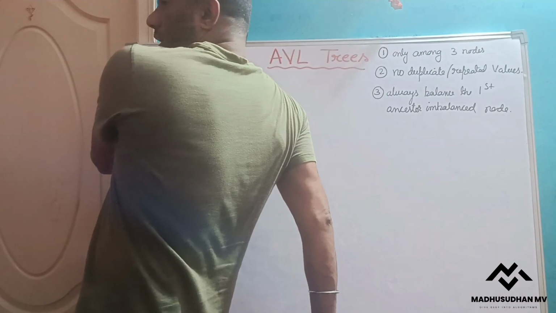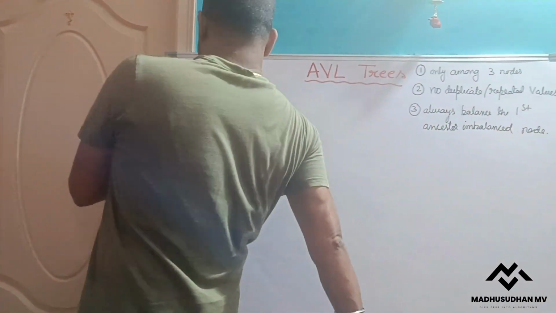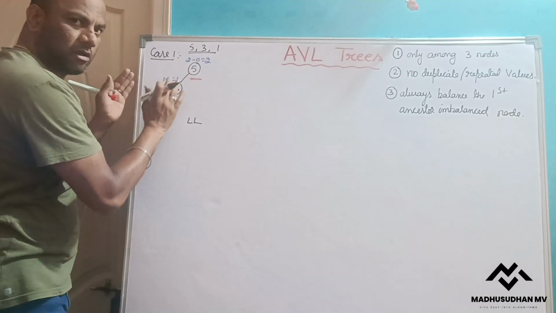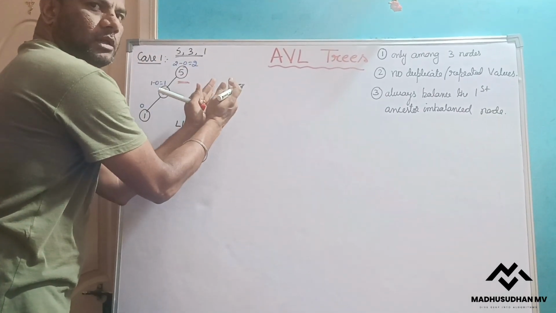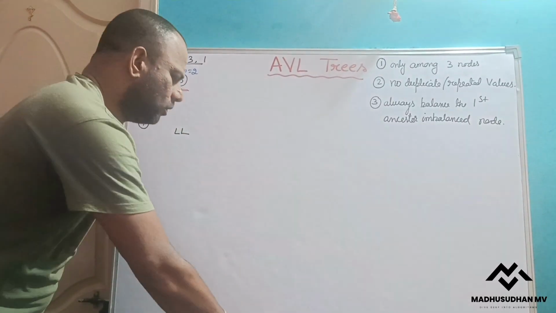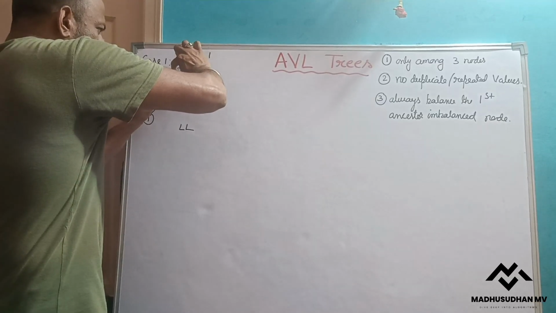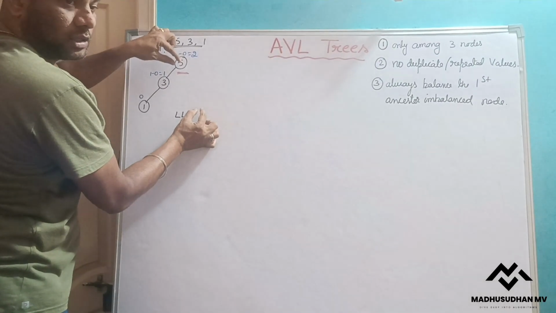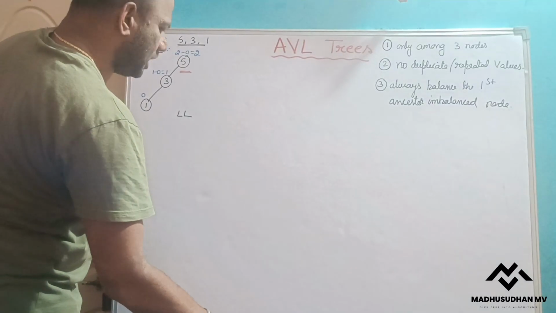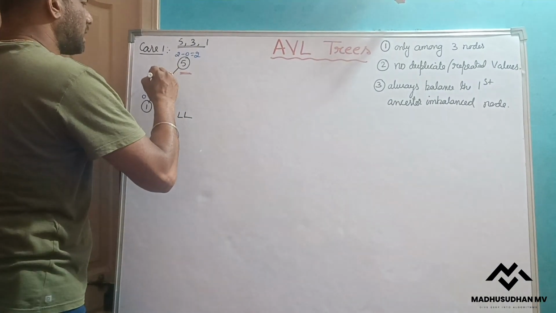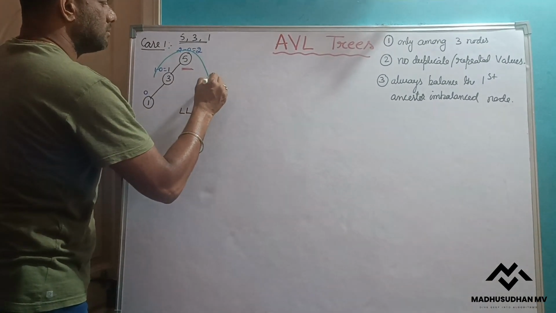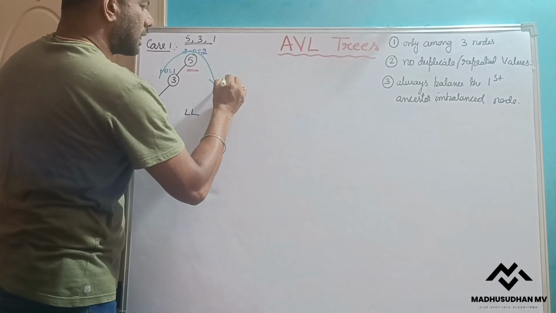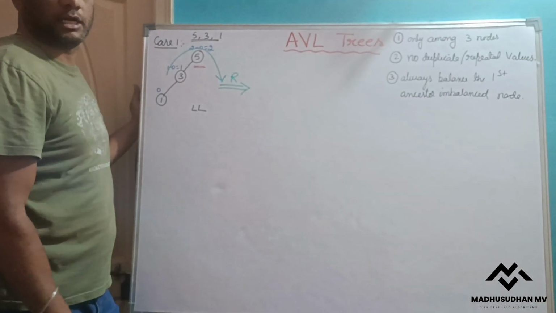Okay, so now you understood clearly. It is left then left. So I inserted left of left. So that means here there is more weight on the left side. There is no weight on the right side. So what I will do, I will rotate like this. That means I am doing rotation towards its right. So to compensate, here I will do right rotation.